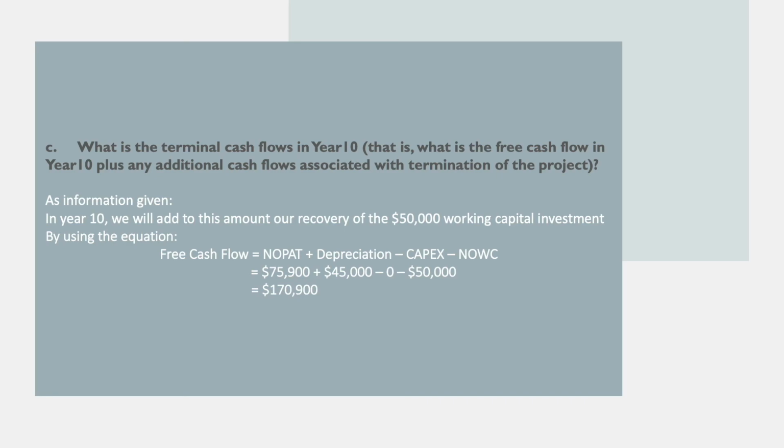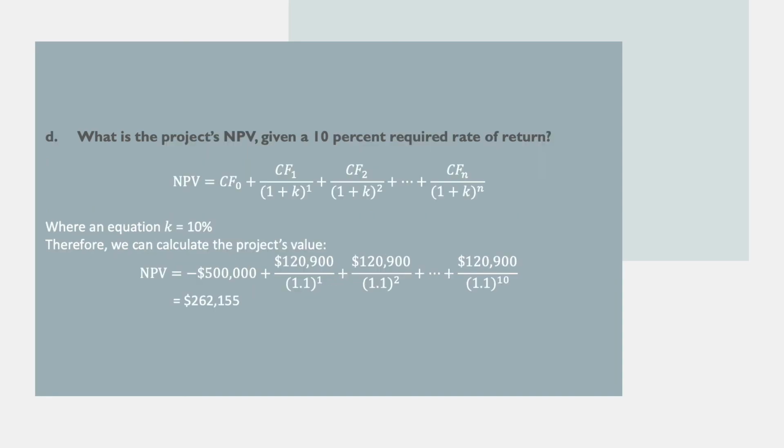We can find it by using the equation of free cash flow equal to operating cash flow, which includes net operating income less taxes plus depreciation expenses, and less increase in capital expenditure and also less increase in net operating working capital. When we sum it up, it will be equal to $170,900. For question D, what is the project's NPV given a 10% required rate of return?